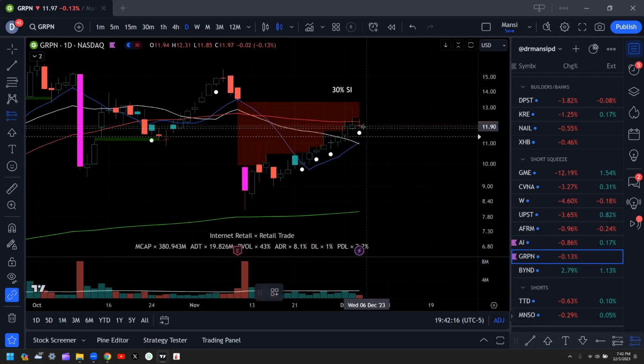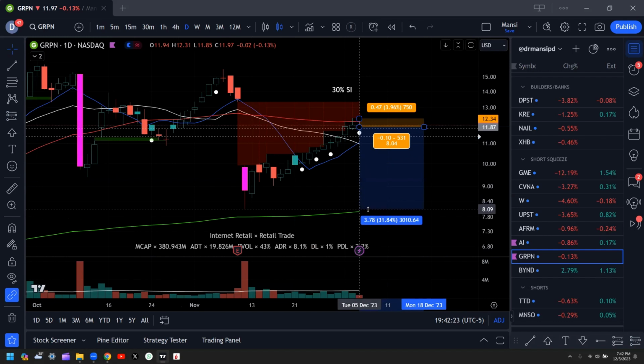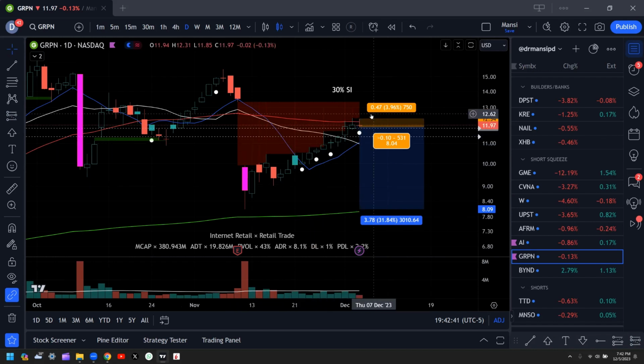Let me just test it. I can see that visually, but I want to make sure and show you mathematically as well how I do this. So up till the swing low would be a very logical place for me to cover my short. This is also the 200-day, which will act as a support level. So I'm getting a risk reward of 1:8, which is amazing. So this is definitely a short that I am considering.